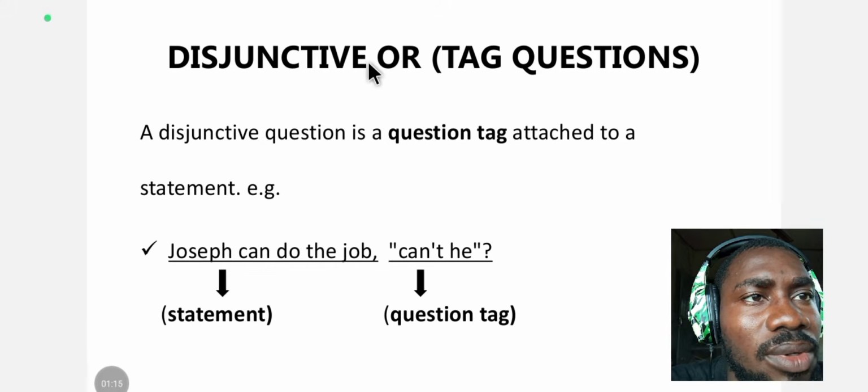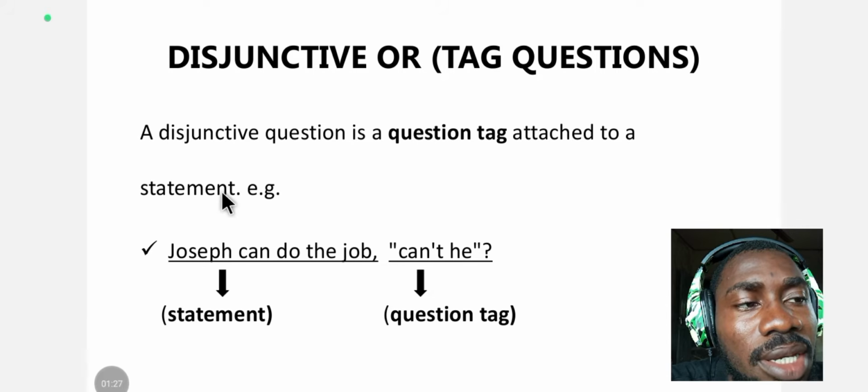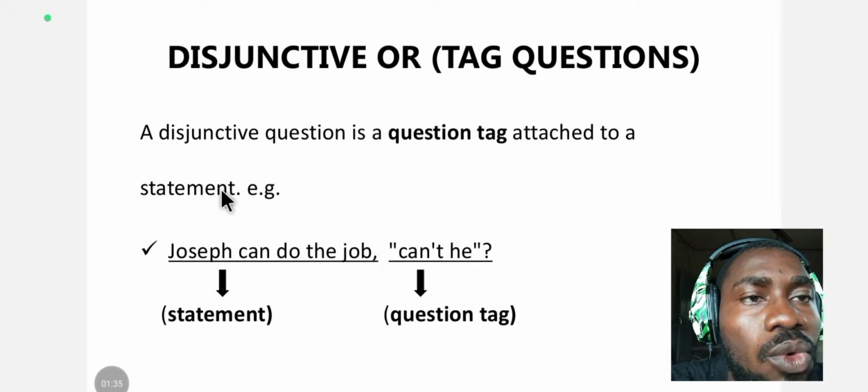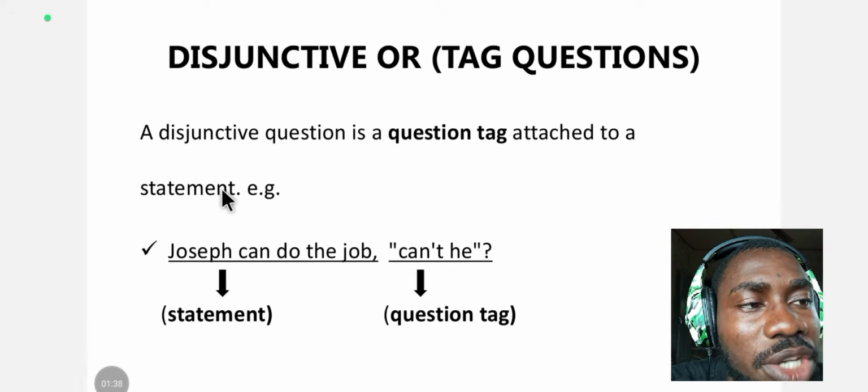Disjunctive or tag questions. A disjunctive question is a question tag attached to a statement. That's the meaning of disjunctive. It can be called disjunctive or tag question and is referred to as a question tag attached to a statement.